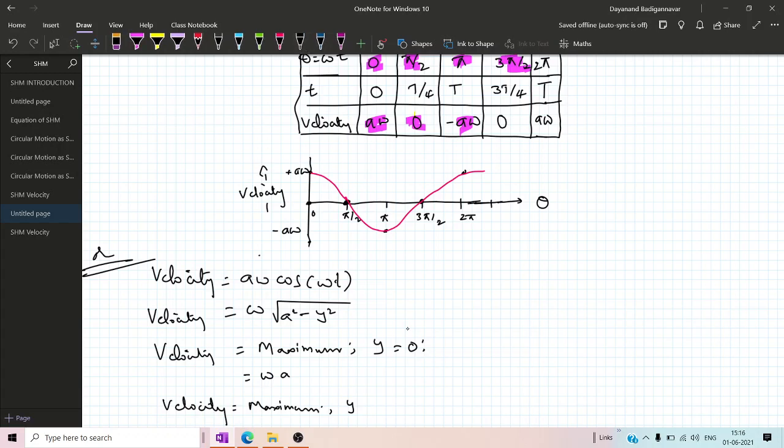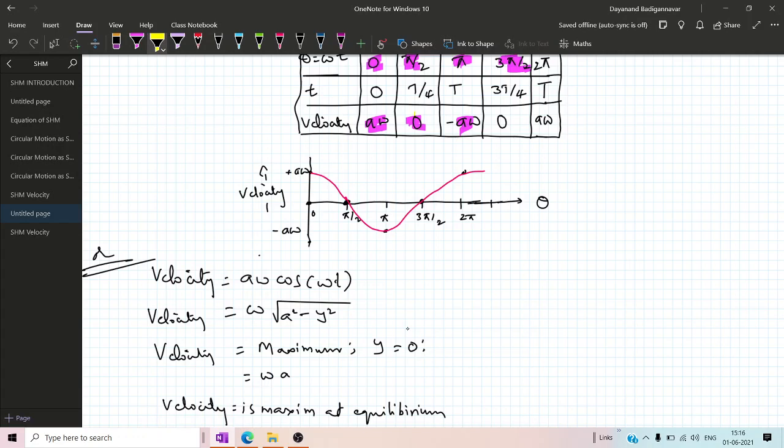I'm talking of minimum. So here this is the case, y is equal to 0. That means the velocity is maximum at the equilibrium point, or fixed point. This is the meaning of this condition.